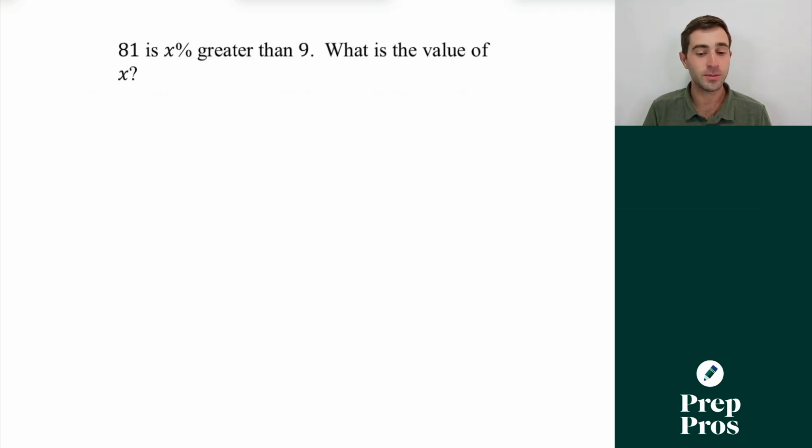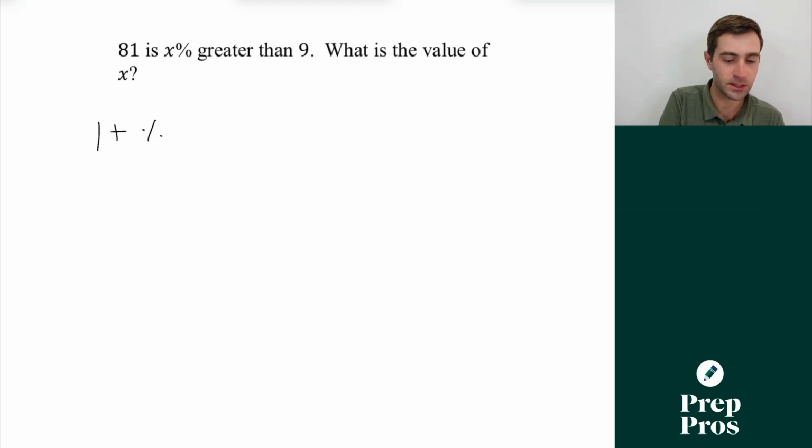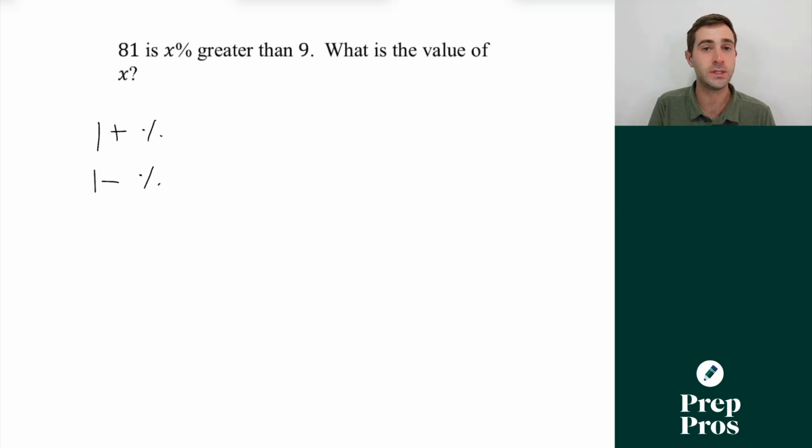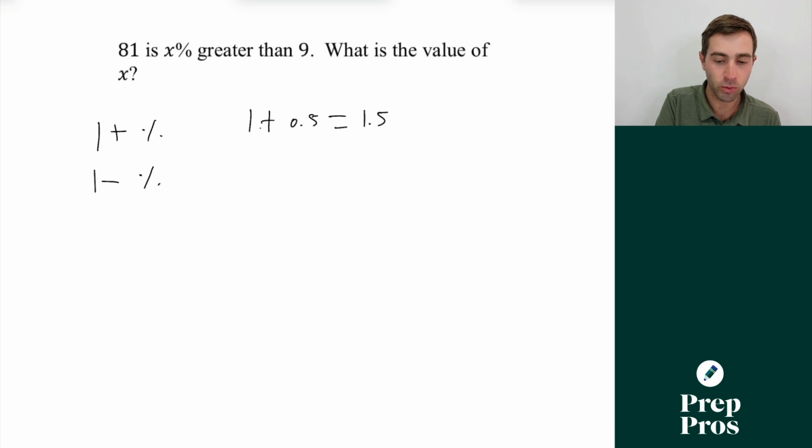Now, the next concept you're going to see, and this one trips a ton of students up, is percent increase or decrease. If we're showing a percent increase of something, we're expressing it as 1 plus that percent expressed in decimal form, and percent decrease is 1 minus. So, for instance, let's say we're showing a 50% increase. Well, that would be the same as doing 1 plus 0.5, or 1.5, which would show us a 50% increase.